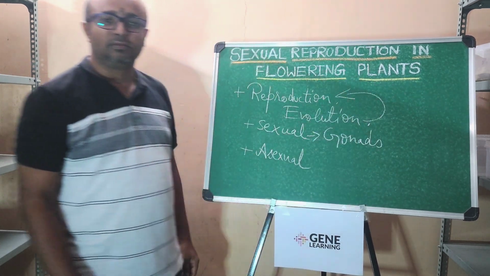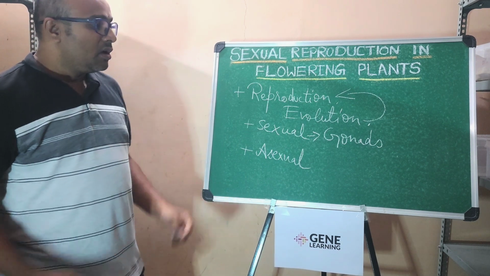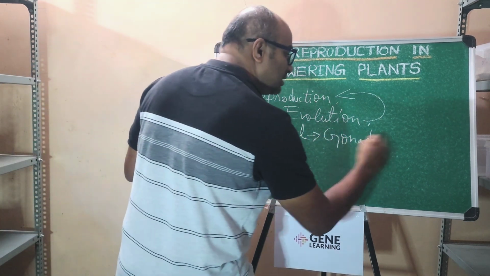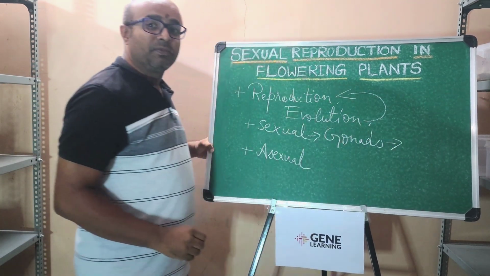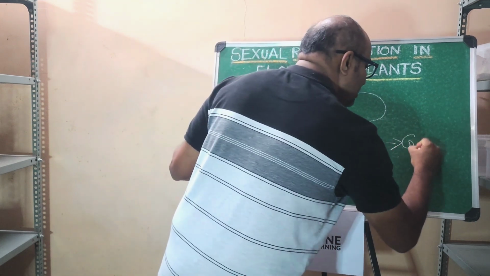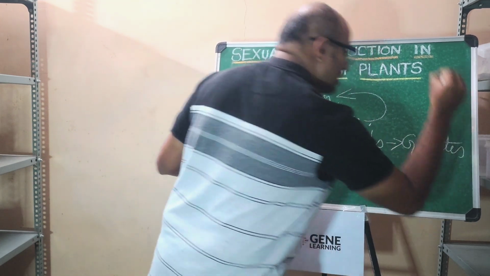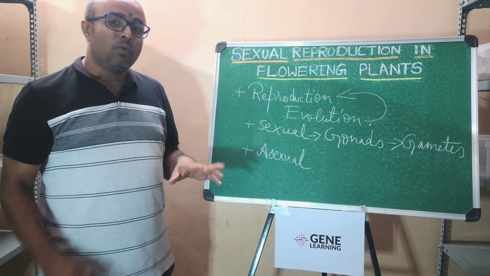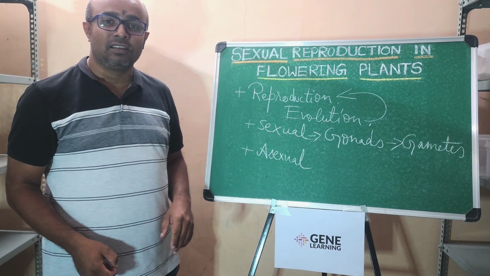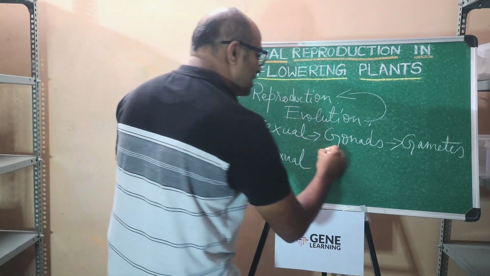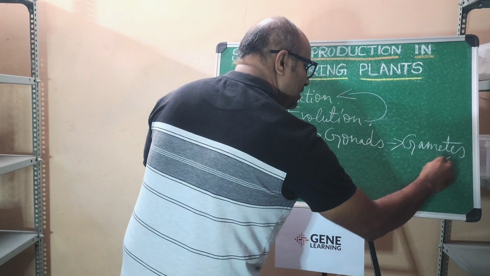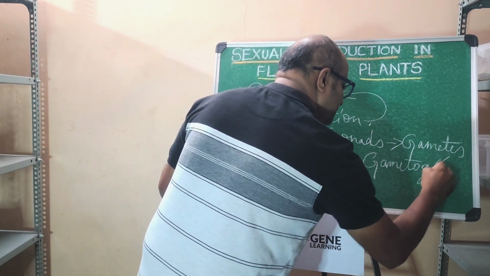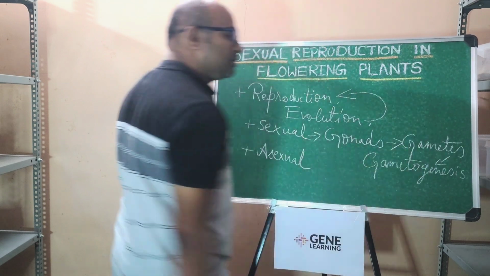That specialized organ is called gonads. Right. Now, what are the specialized cells it gives rise to? It's called gametes. Right. Okay. Now, what is that specialized process? Yes, it's called gametogenesis.